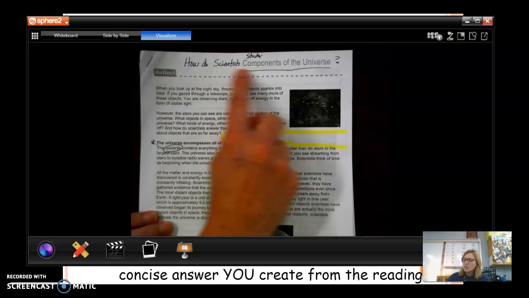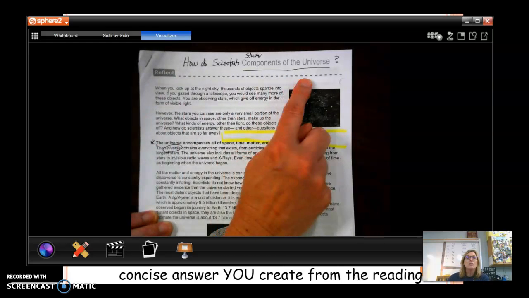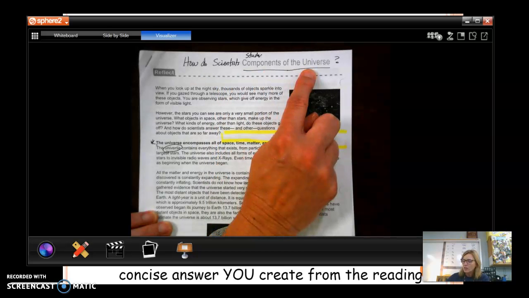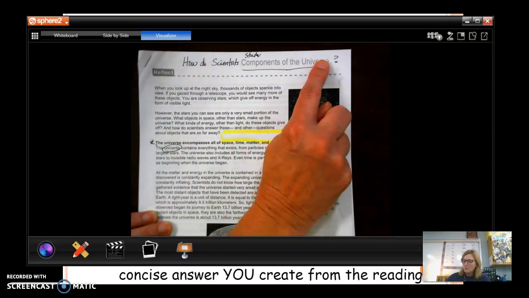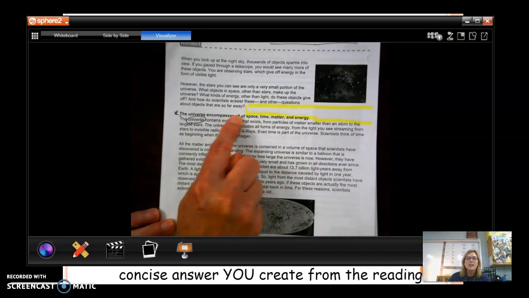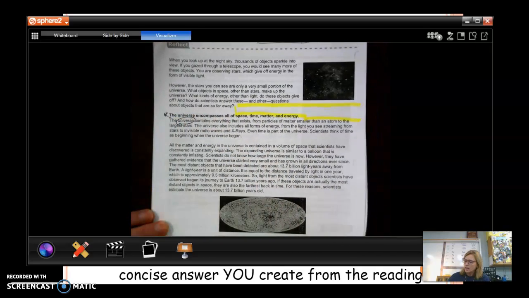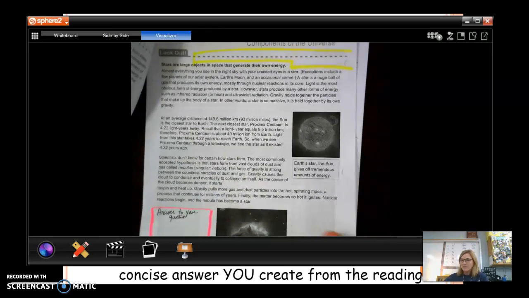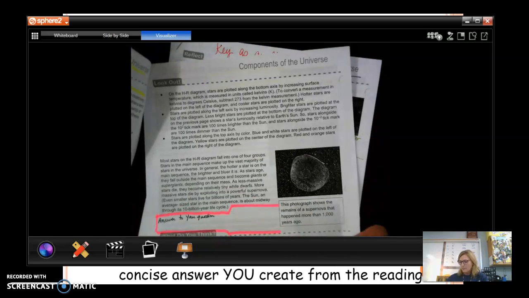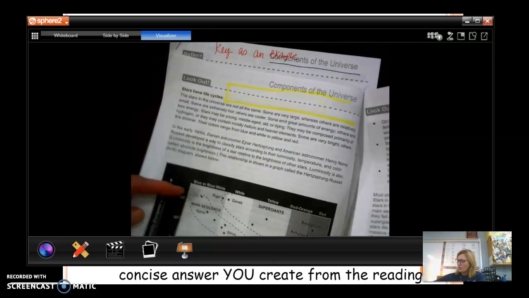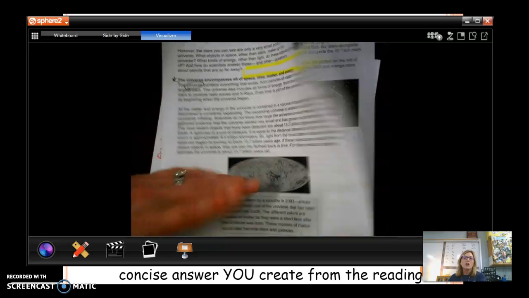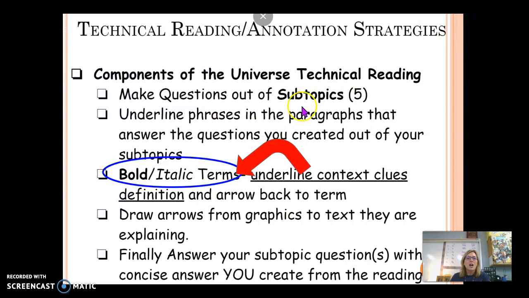And now we're going to make a question out of our main title. We're going to look at how do scientists study components of the universe? So I want you to add that to your paper. And then I want you to notice these bold subtopics. Here is one right here. There is another at the start of the third page and at the start of the fourth, the bottom of the fifth, and the last page. So there are 5 subtopics.